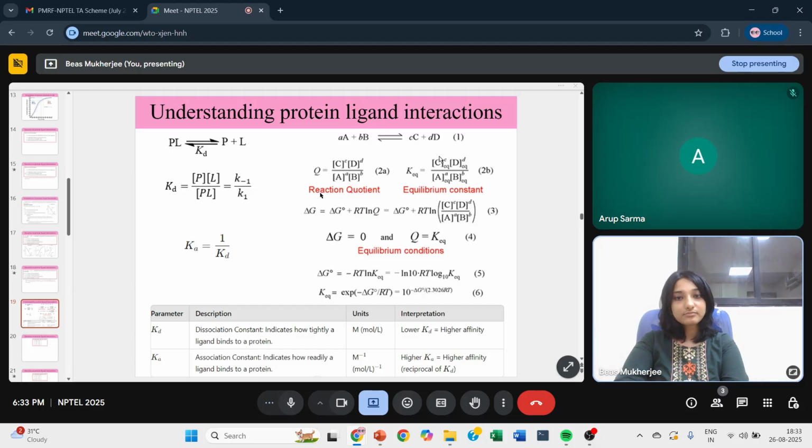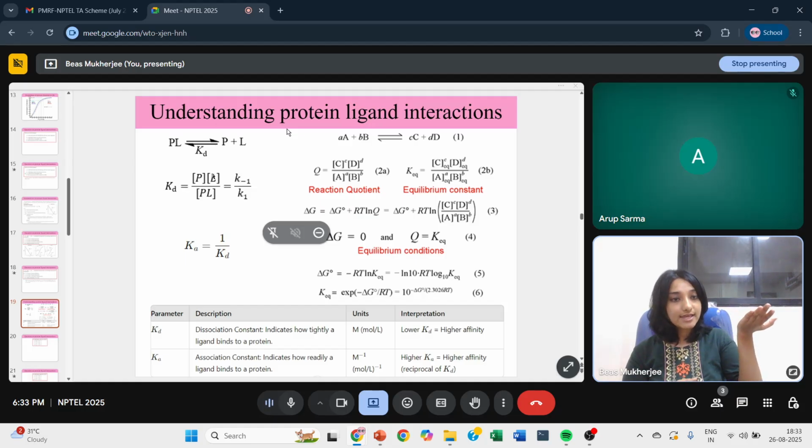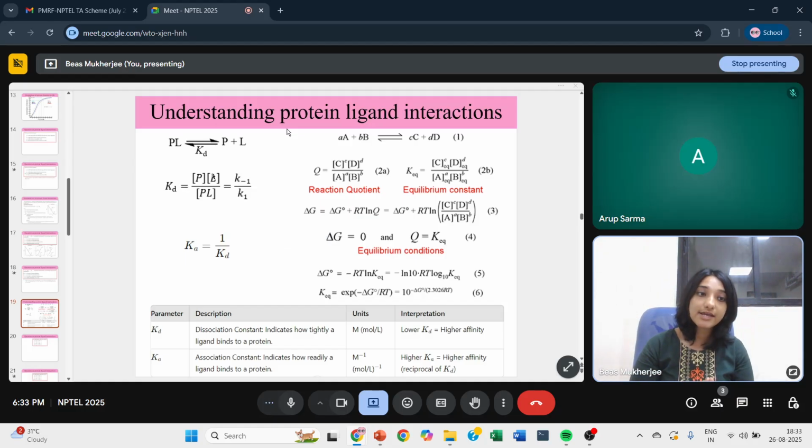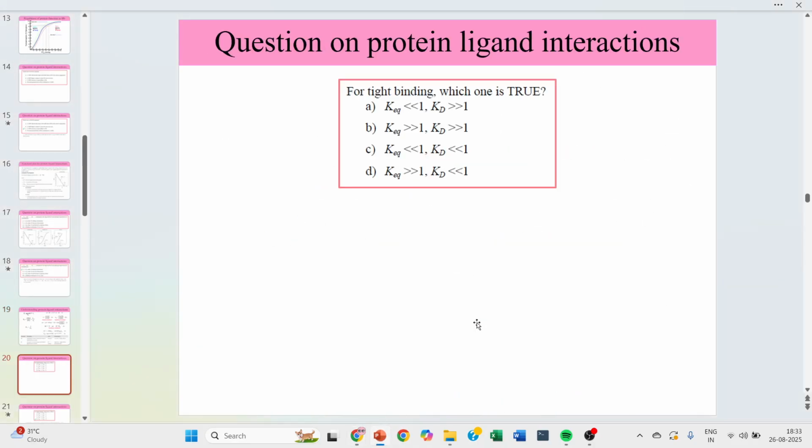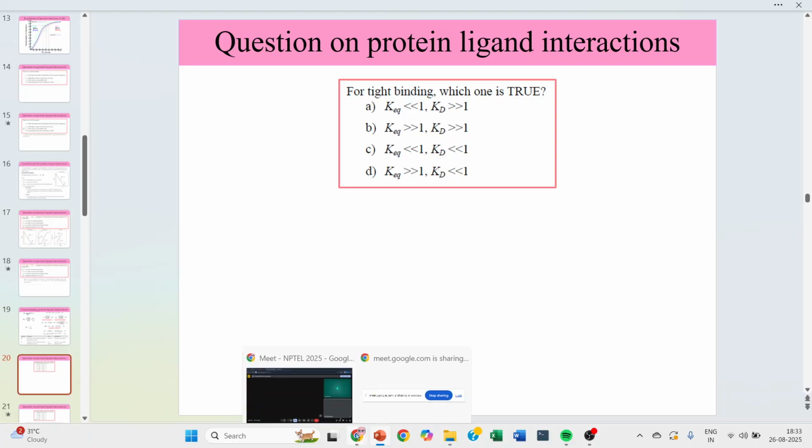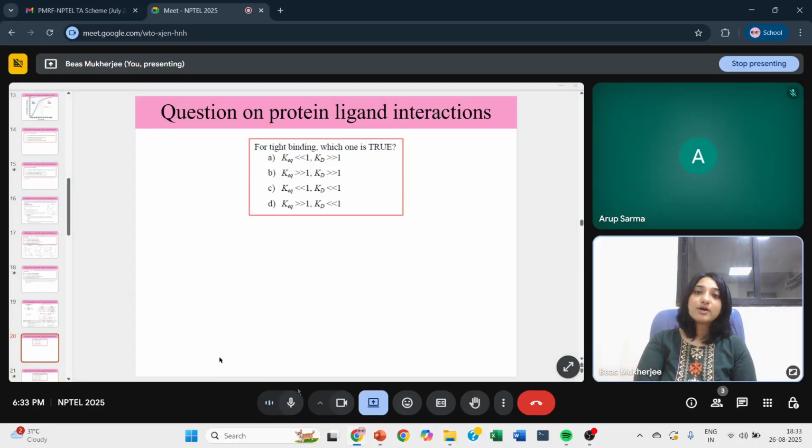So dissociation constant, if it is very high, that means there is weak binding. If it is very low, that means there is very strong binding. Okay, higher affinity. And the units of dissociation constant and association constant are also mentioned in the slide for your understanding. Now you try to answer this question.